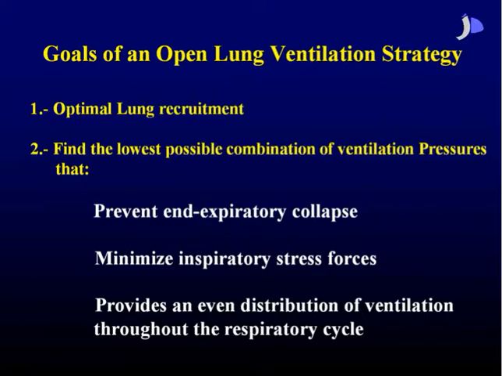First, and this is a prerequisite, we need to achieve an optimal lung recruitment. We know that we can achieve this goal by applying high pressures for a certain period of time, but this still remains an empirical process. And once we get rid of the atelectatic regions of the lung, the second most important part of the strategy is to find the lowest possible combination of ventilation pressures that prevent inexpiratory collapse, minimize inspiratory stress forces, and achieve an even distribution of ventilation throughout the lung.